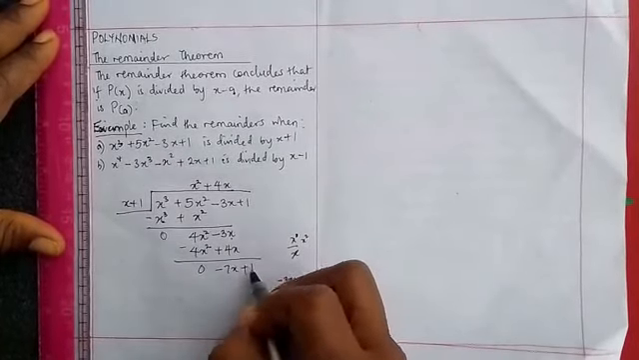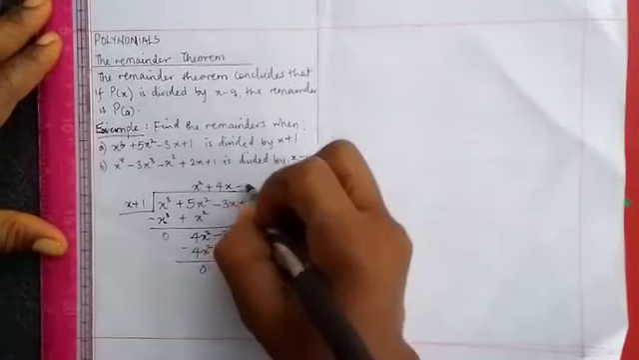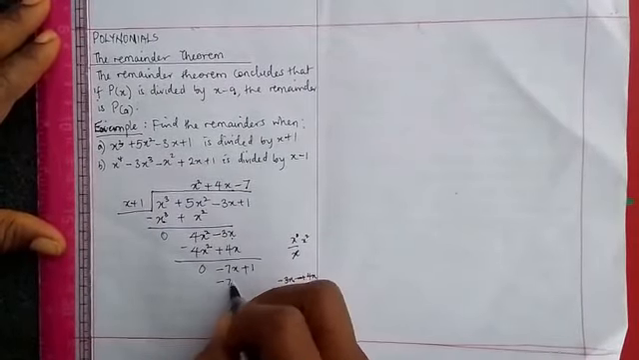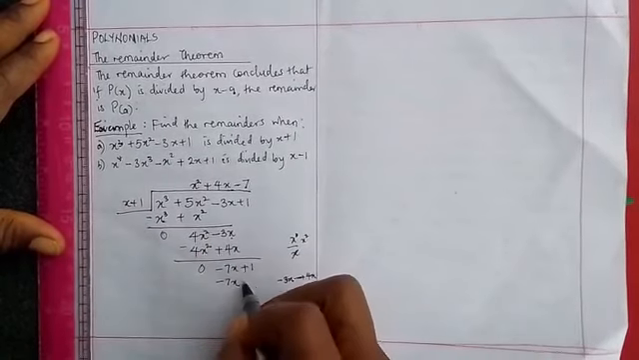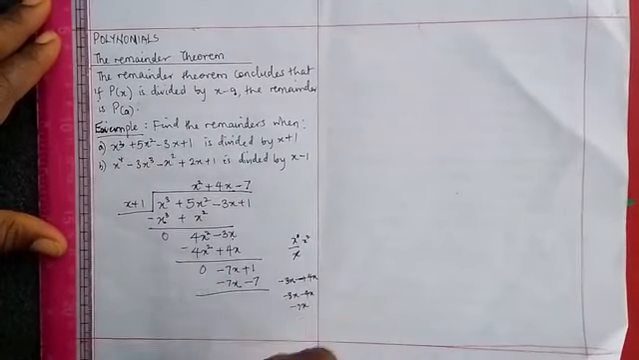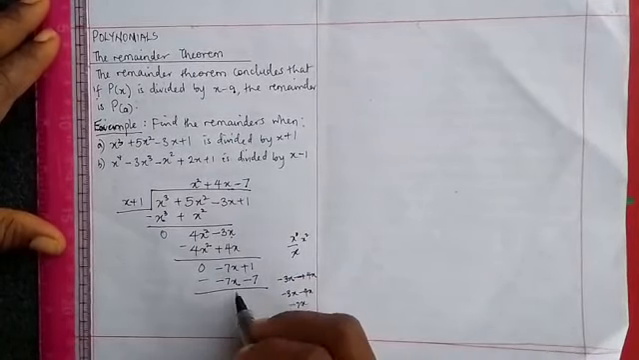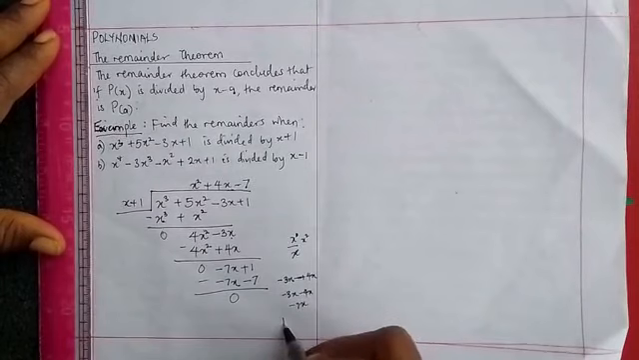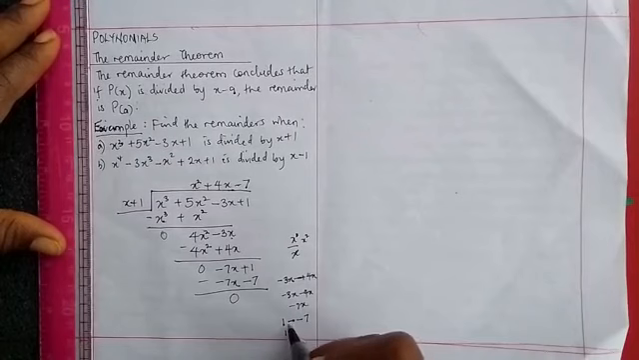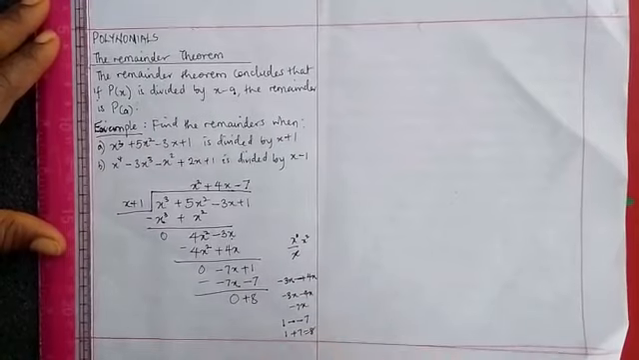You bring down the next number, plus 1. Minus 7x divided by x will give us minus 7. Minus 7 times x will give us minus 7x. Minus times plus is minus. Minus 7 times 1 is minus 7. You subtract again. Minus 7x minus minus 7x is 0. Then we have 1 minus minus 7, which is 1 plus 7, equal to 8. So it gives us a remainder of plus 8.